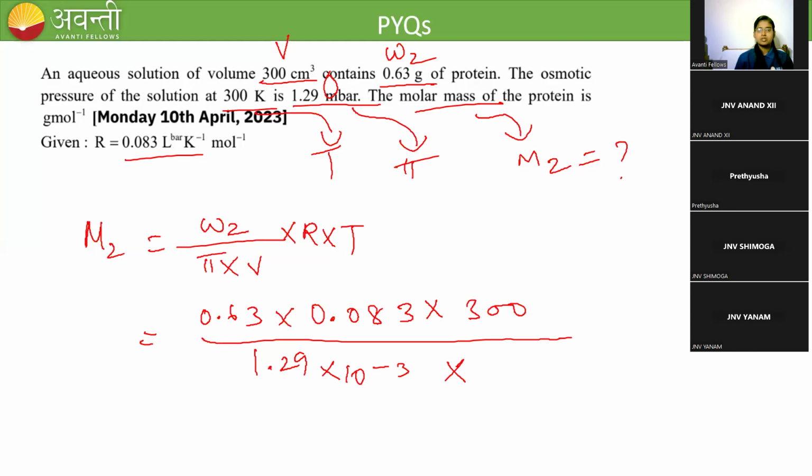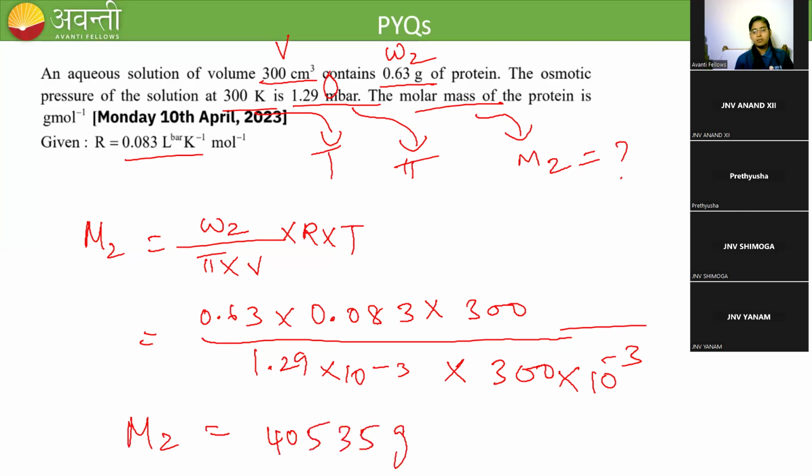Into what is that? Volume. So volume is given as 300 centimeter cube. So centimeter cube has to be converted to liters, so it is 300 into 10 to the power minus 3. And if you solve this, you will get the molar mass of protein value as 40535 gram per mole.